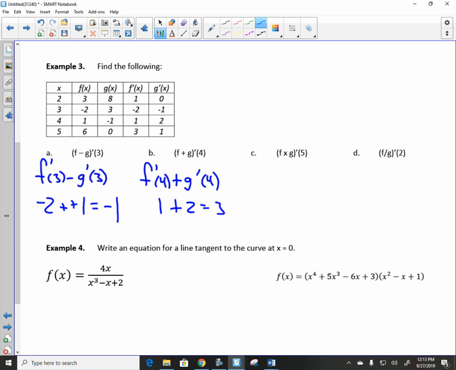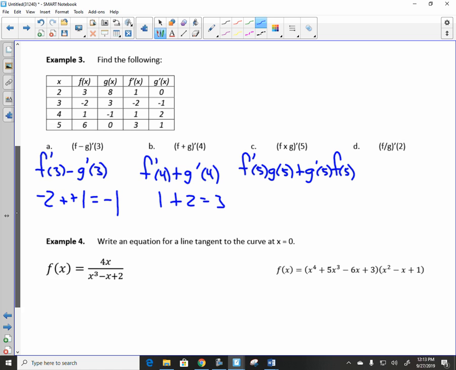So understand that when the AP exam asks this next question, understand why people get it wrong. It says f times g prime of 5. What do you think people try? F prime of 5 times g prime of 5, which is entirely incorrect. It's f prime of 5 times g of 5 plus g prime of 5 times f of 5. You see the difference? Knowing to use the product rule.